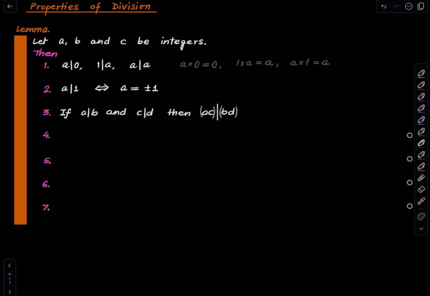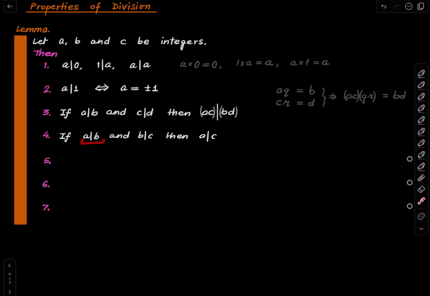Since A divides B, what we have is A times Q equals B. And since C divides D, we have C times R equals D for some integers Q and R. So if we multiply these two equations, we get ACQR equals BD. So this is AC, and then we have multiplied that with QR to get BD, and therefore AC divides BD. That's what we have written. So that's the proof of this.